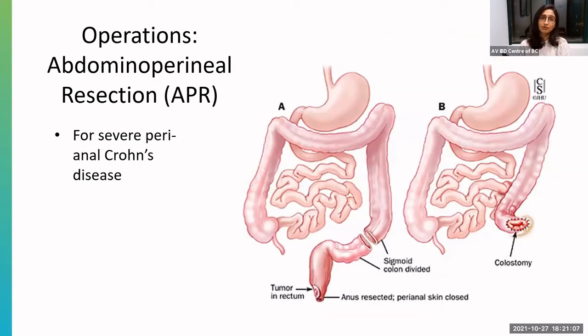Another type of common operation that we perform is for patients with severe perianal Crohn's disease. Perianal Crohn's is where they have fistulas from the anus to the perianal skin. They can have recurrent abscesses and ongoing drainage. And if they don't respond to medical treatment, they may require what we call an Abdominoperineal Resection, an APR. This is where we remove the anus and the rectum. We close the perineum with a suture, and we bring out the end sigmoid colon as a permanent end colostomy.